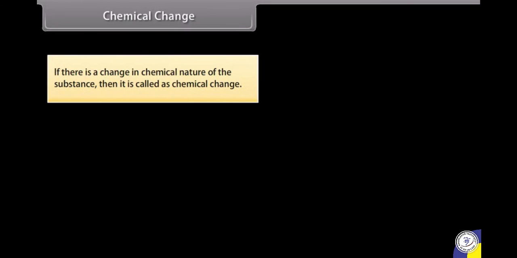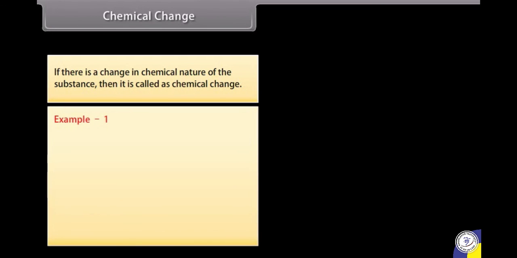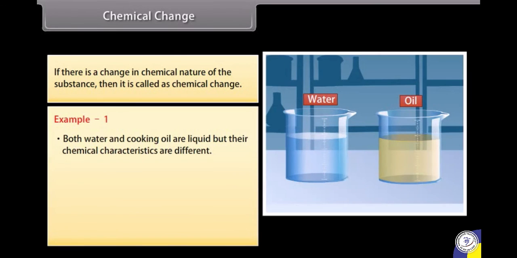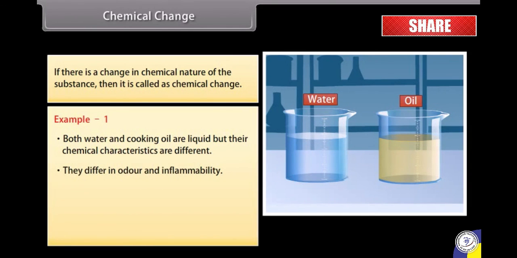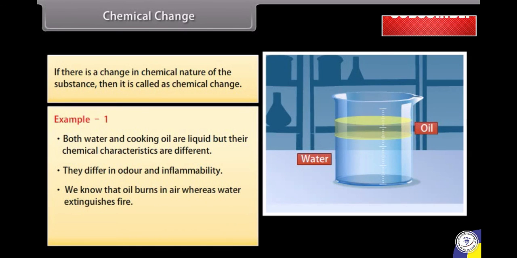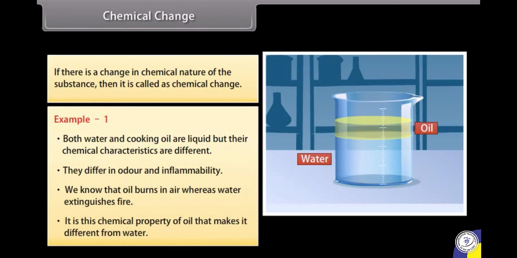Chemical change. If there is a change in chemical nature of the substance, then it is called chemical change. Example 1. Both water and cooking oil are liquid, but their chemical characteristics are different. They differ in odor and inflammability. We know that oil burns in air, whereas water extinguishes fire. It is the chemical property of oil that makes it different from water.